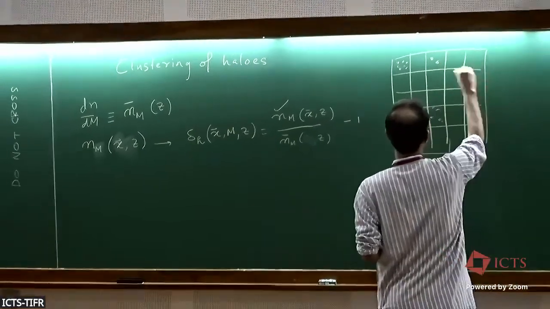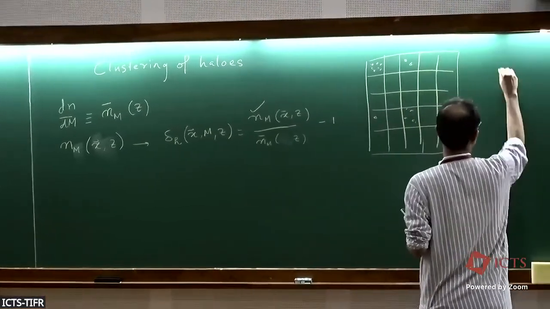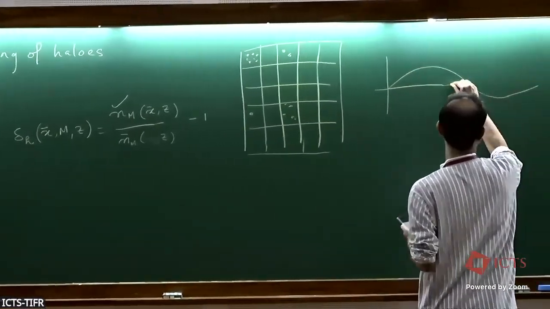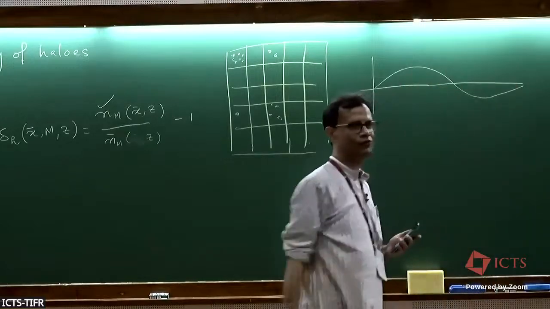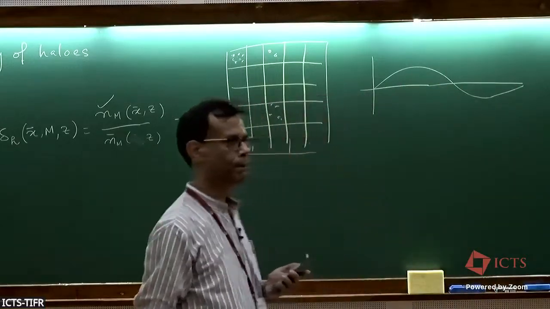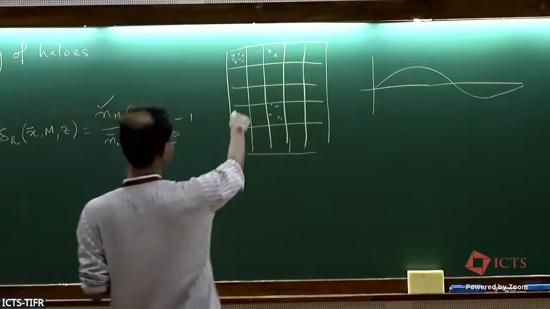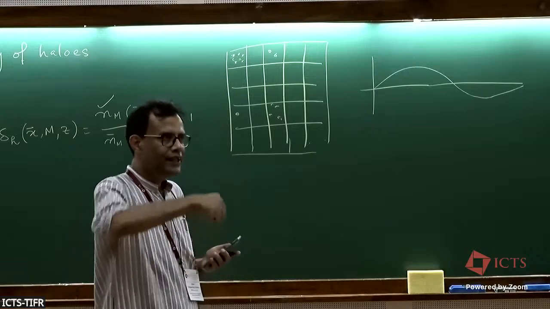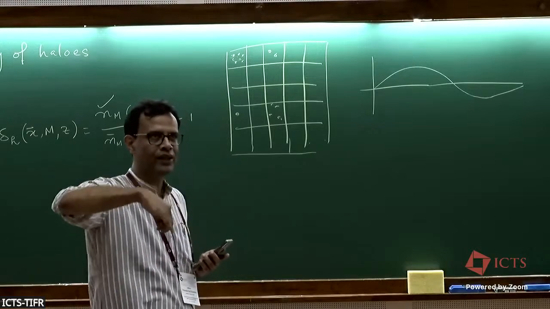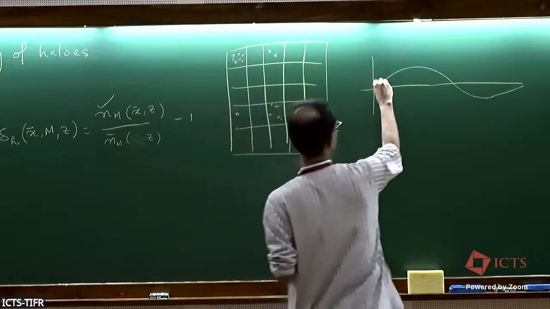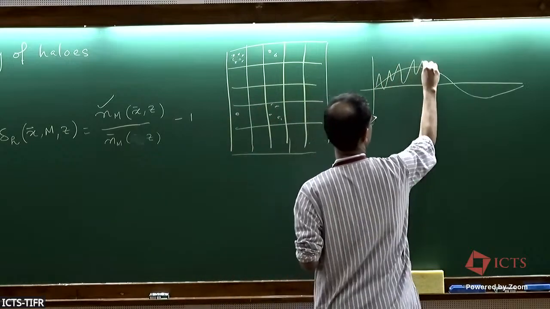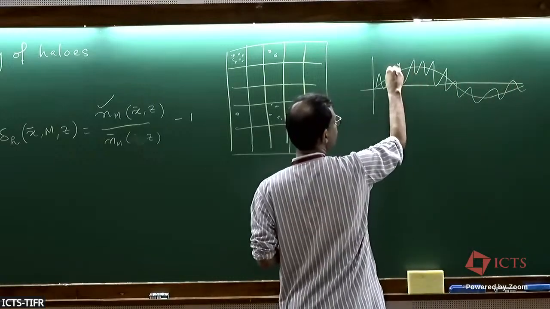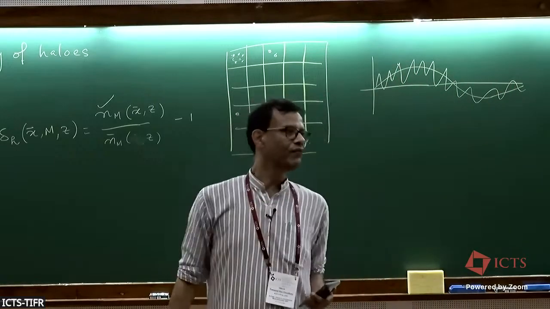So let us say this density has a very long wavelength fluctuation. It doesn't fluctuate very rapidly. So this will be the density of these grids. On top of that, there are small scale fluctuations which will give rise to these halos. And these are the peaks which will eventually go and form the halo.